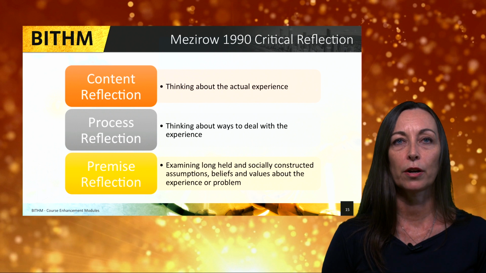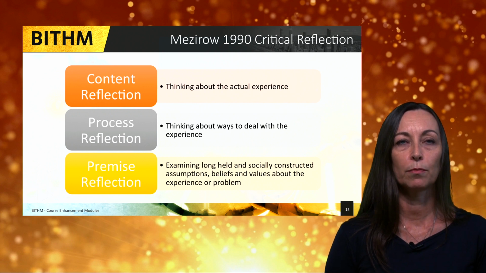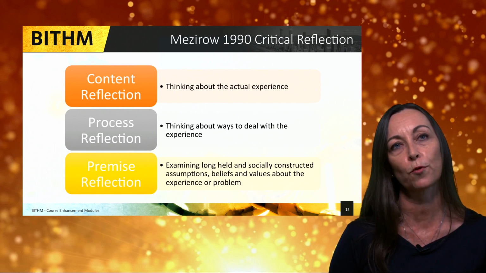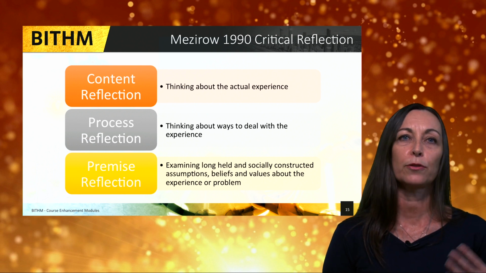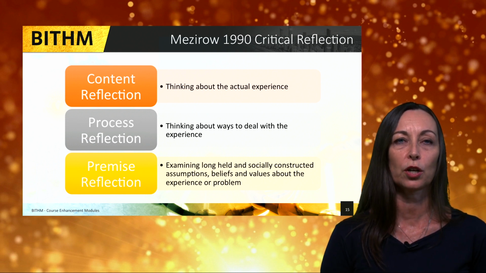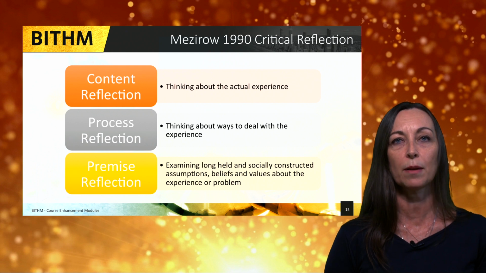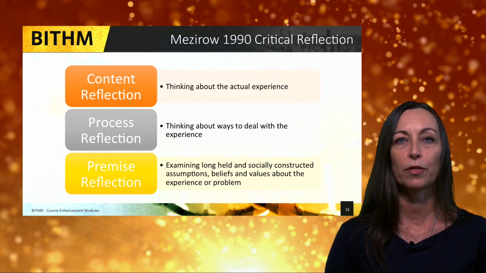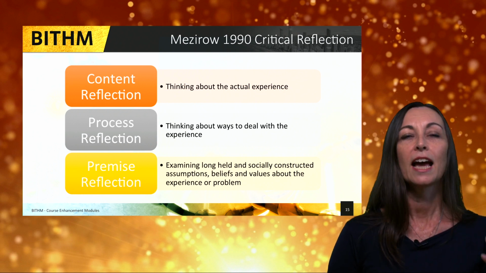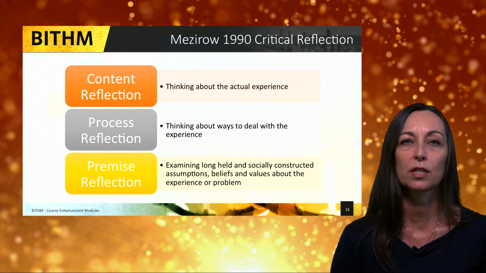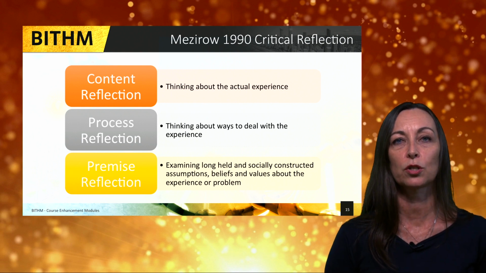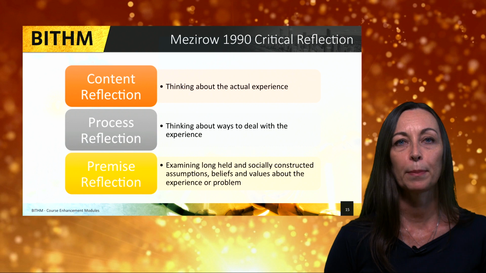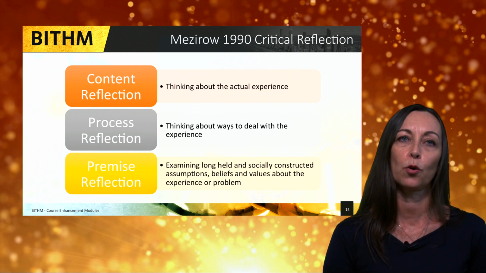And lastly, Mezirow's 1990 model that involves transformative learning. And this talks about 3 layers of reflection: a content reflection, so that's where we're thinking about the actual experience; a process reflection, which is where we're thinking about ways to deal with the experience and improve it; and then there's a premise reflection. This is where we're examining long-held and socially constructed assumptions, beliefs and values about the experience or problem.